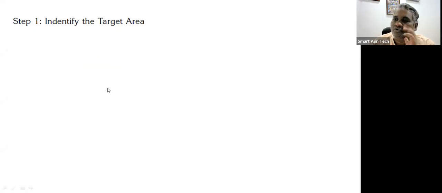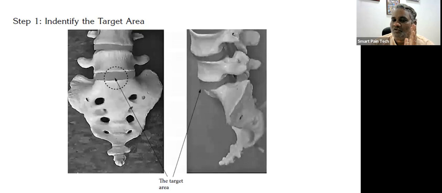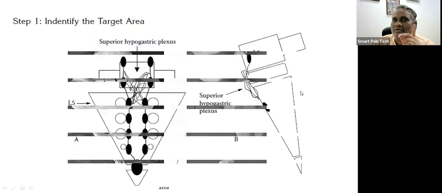Now, if you're using fluoroscopy, there are 6 steps always. First, identify the target area. What is your target area? L5, S1. That's the junction. That is your target area in an AP view, and in a lateral view also L5, S1. That's your target area.